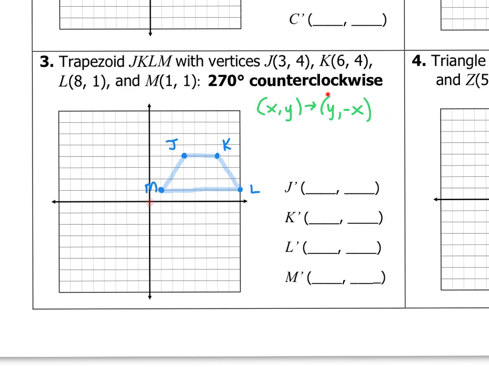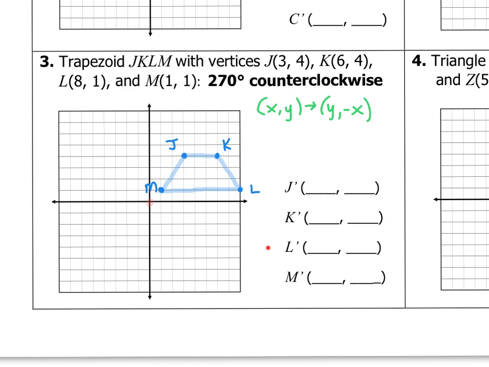But a shortcut way would be to use this rule. So what the rule says is you can flip the coordinates and then negate your x coordinate. So negate, again, when I say that, I mean do the opposite. So if it was negative originally, make it positive in the next one.